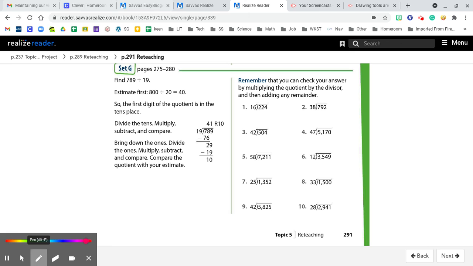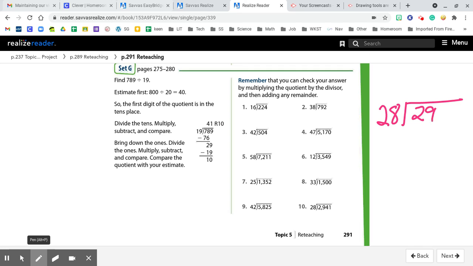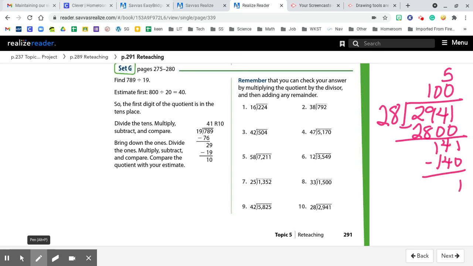And just for fun, let's do that one using partial quotients. So I'm going to do it 100. And then I remember that was 5. So sometimes your partial quotients will get you there quicker. So it's 105, remainder 1. All right. So we're going to stop there.